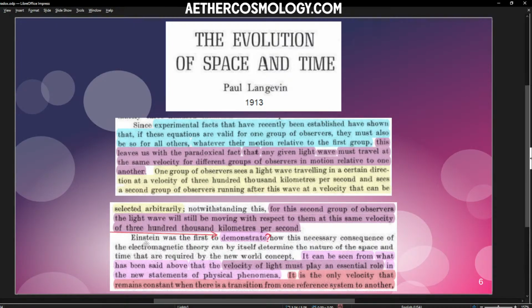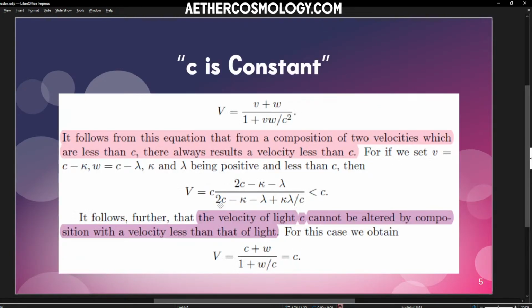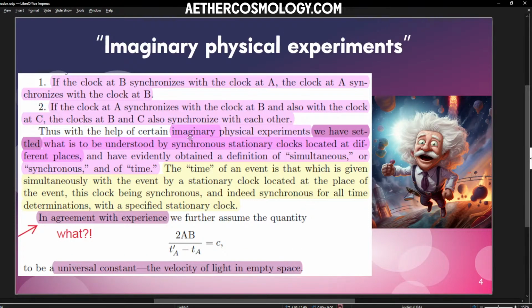And then this is funny. He says, Einstein was the first to demonstrate how the necessary consequences of electromagnetic theory can by itself. It's funny he says demonstrate, because we just went through how he quote-unquote demonstrated. He literally called it an imaginary physical experiment.